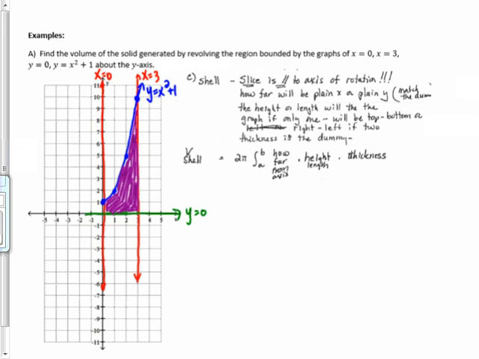So now we're going to look at the shell method. We looked at the disc and washer method in the last section, and now we'll do shell. Shell is another way to find the volume, and sometimes it's going to be an easier integral to set up than a disc or a washer. A washer especially, sometimes it's easier to switch it and do a shell.